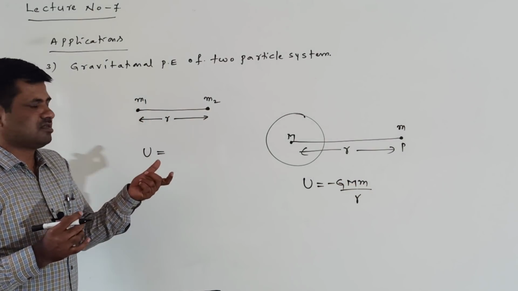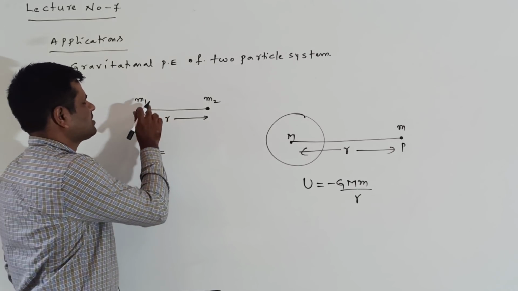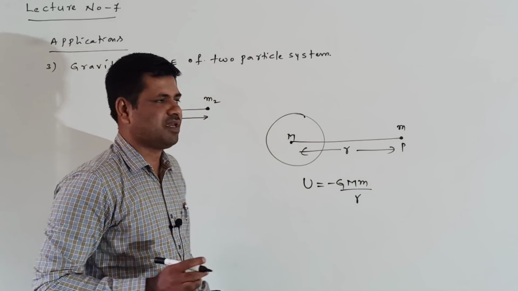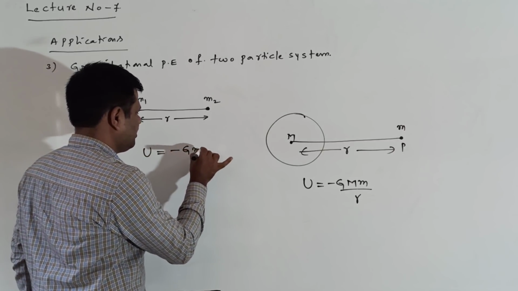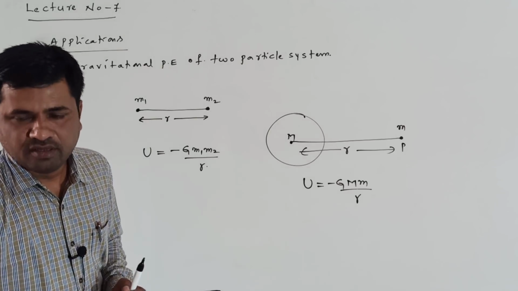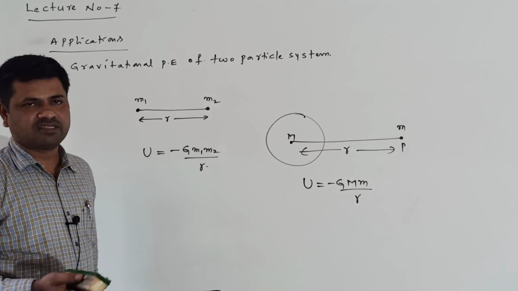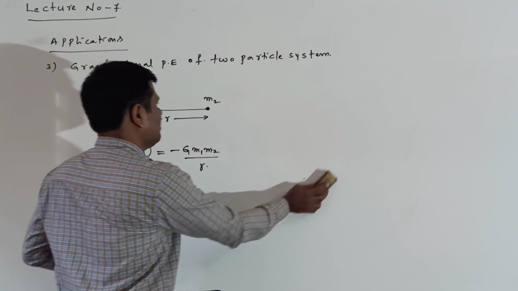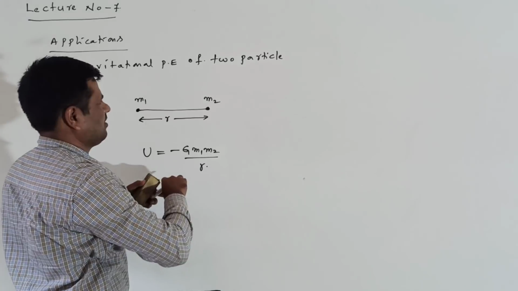Suppose we consider a two particle system, these two are separated by a distance r. Here the masses are m1 and m2. Here capital M into small m was there, here m1 and m2 is there, so the formula can be written as minus G into m1 m2 by r. This is the formula for the two particle system. They are separated by a distance r. Next, this is a two particle system I am writing here.